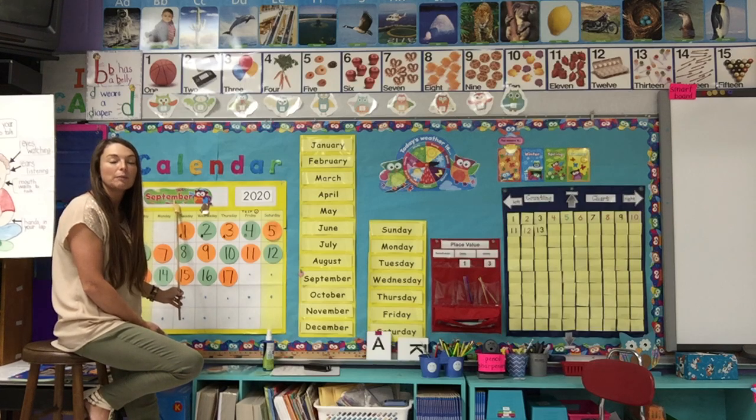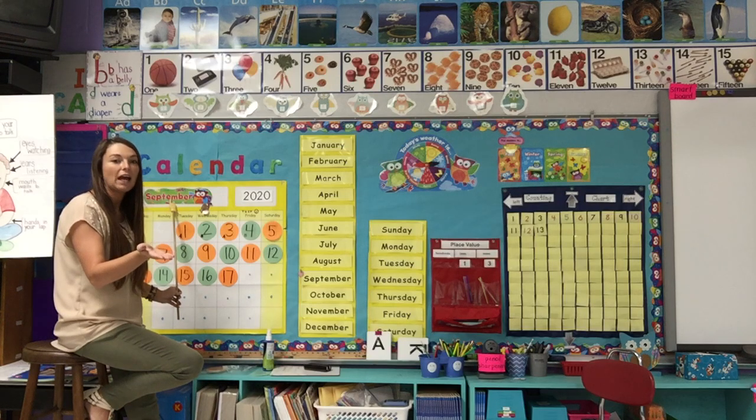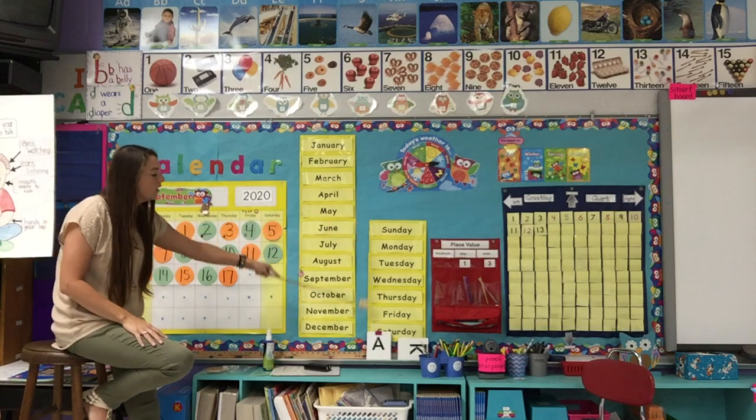You repeat after me. I'm going to put my hand on my chin. When I point to you, it's your turn to repeat after me. Ready? So listen carefully. The month is September. Very good.